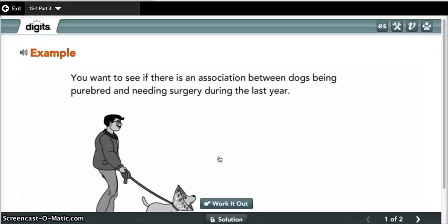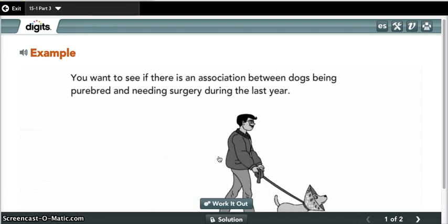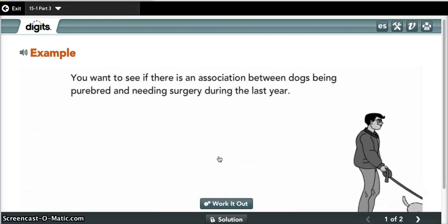Bowser is at the vet so much. I got him his own custom-designed cone.